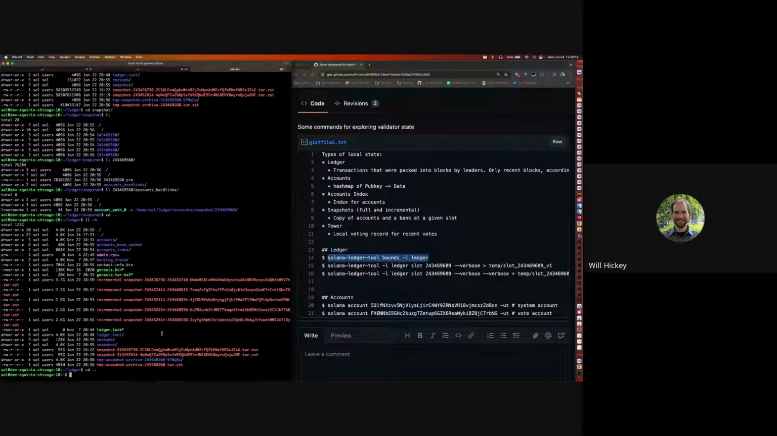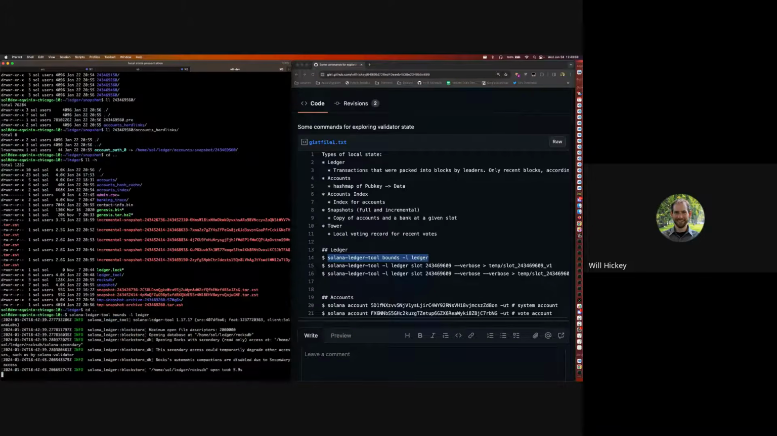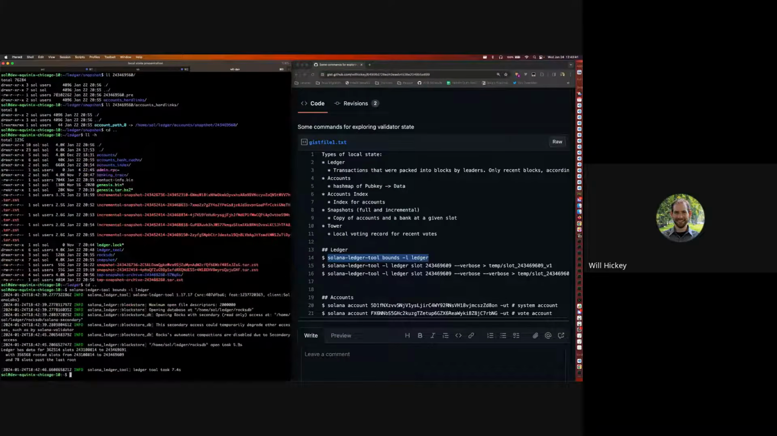So Solana Ledger Tool is a great way to explore some of this local state. In general, if you have time to explore your local state, the more you look at it, the more you will understand it, have intuition around it, and reason about it, and be not quick to delete it when things go wrong. So here's an example. Ledger tool bounds. This is just going to show me how much ledger I am currently retaining. It looks like I'm retaining 356,000 rooted slots, and it gives me the range here of which slots I have ledger for.